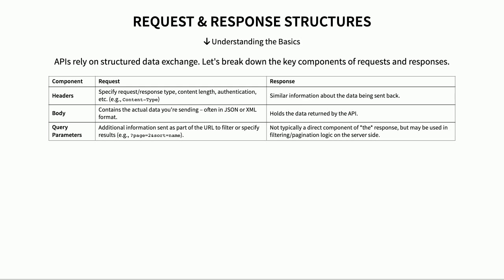We have three main parts: headers. These tell the server how to handle your request, like saying here's JSON. The body contains the actual information you are sending. Think of it as the contents of that package. Finally, there are query parameters, which are extra bits of info you might add to the URL itself, like instructions for where to deliver the package, so it can be sorted or filtered correctly.